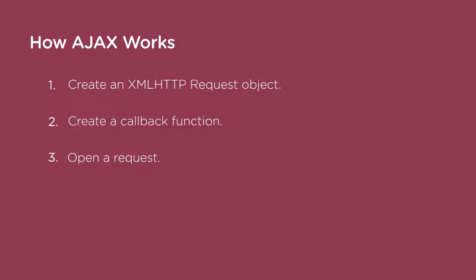Third, open a request. In this step, you give the browser 2 pieces of information. The method the browser will use to send the request, usually either GET or POST, and the URL where the request is sent. Fourth, send the request. The last step is finally sending off the request. The previous 3 steps gave the web browser all the information it needs, so we can finally send off the request to the web server.